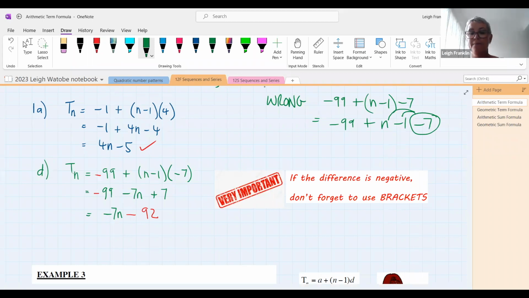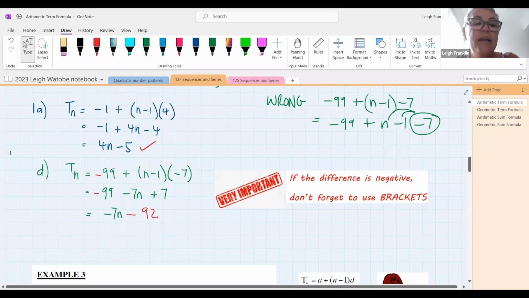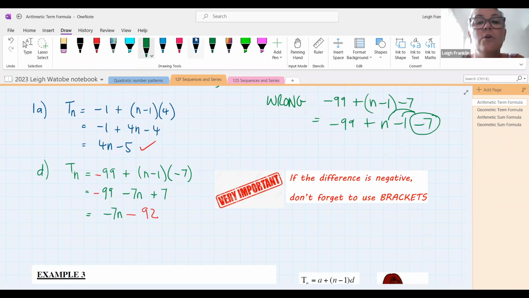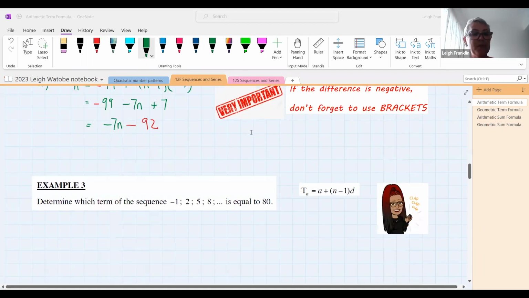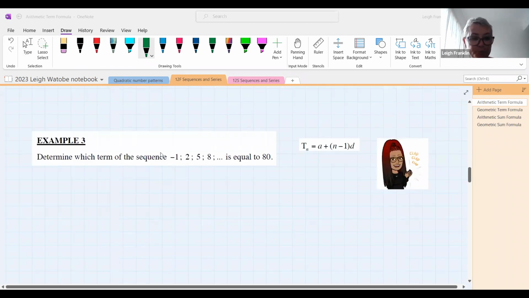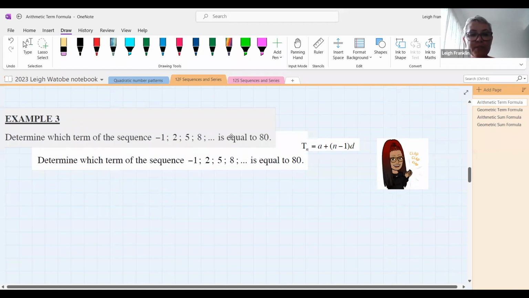So that's why my suggestion here is, especially if it's a negative, make sure that you use brackets, so that you don't end up making mistakes. Okay, good job, everybody. Well done. That's great. Let's move on to the next concept, which asks us to determine which term of the sequence is equal to 80.